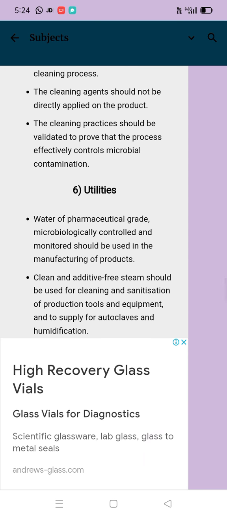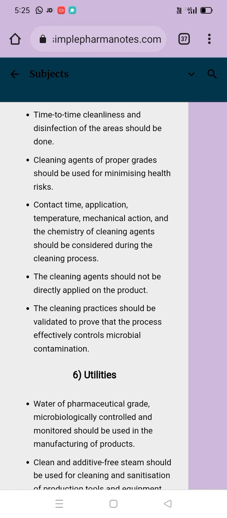Next, coming to the utilities: water of pharmaceutical grade, microbiologically controlled and monitored water should be used. Clean and additive-free steam should be used for cleaning and sanitization of products, tools and equipment, and to supply autoclaves and humidification. So we have to see that whatever water we are using for cleaning should be sterile, which removes almost 99% of bacteria. And free steam also can be used for sanitization purposes. And microbiological grade water should be used, which is free from all the microorganisms. You should select that one and use that. So these are all the prevention methods which we are going to see if we have any contamination in any areas.